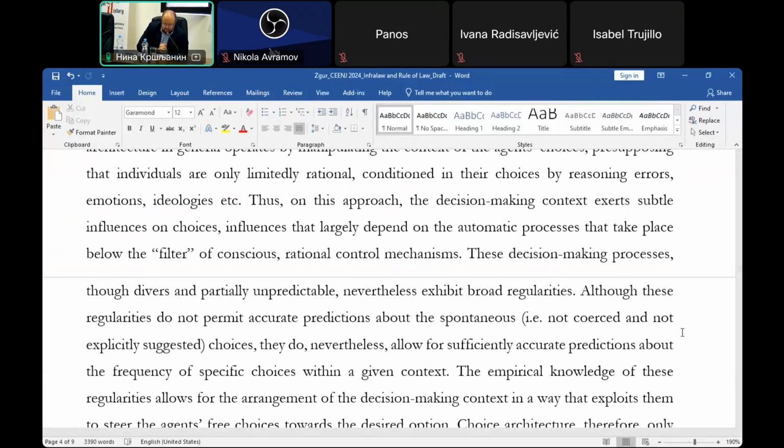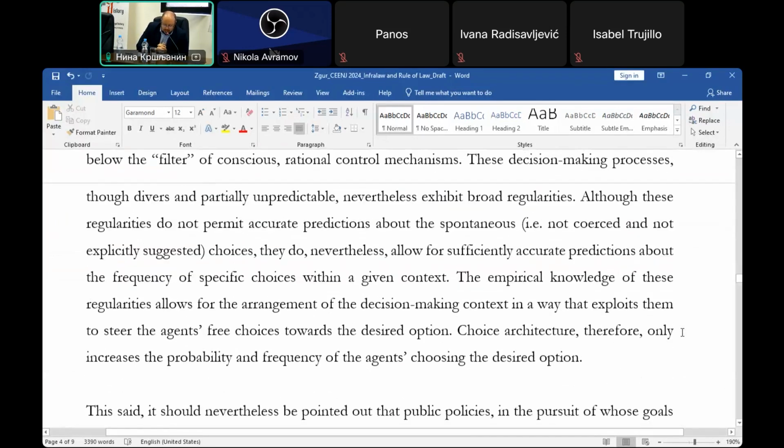rational control mechanism. These decision-making processes, though diverse and partially unpredictable, nevertheless do exhibit broad regularities. Although these regularities do not permit accurate predictions about the spontaneous choices, they do nevertheless allow for sufficiently accurate predictions about the frequency of specific choices within a given context. The empirical knowledge of these regularities allows for the arrangement of the decision-making context in a way that exploits them to steer the agent's choices towards the desired option. Choice architecture, therefore, only increases the possibility and frequency of the agent's choosing the desired option.